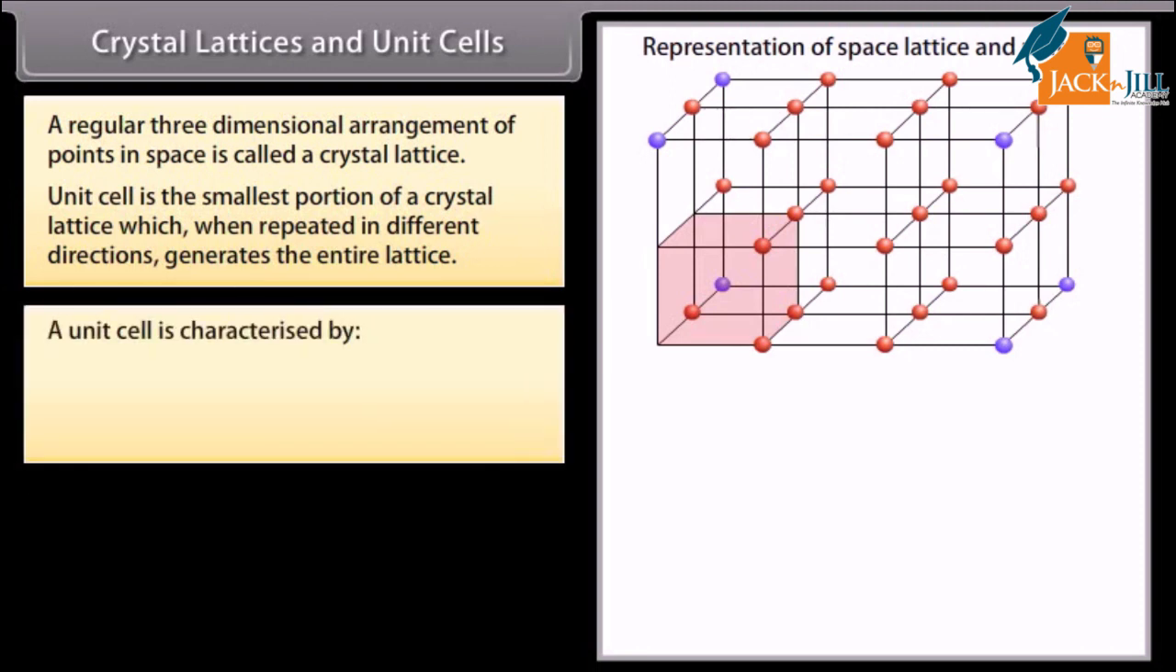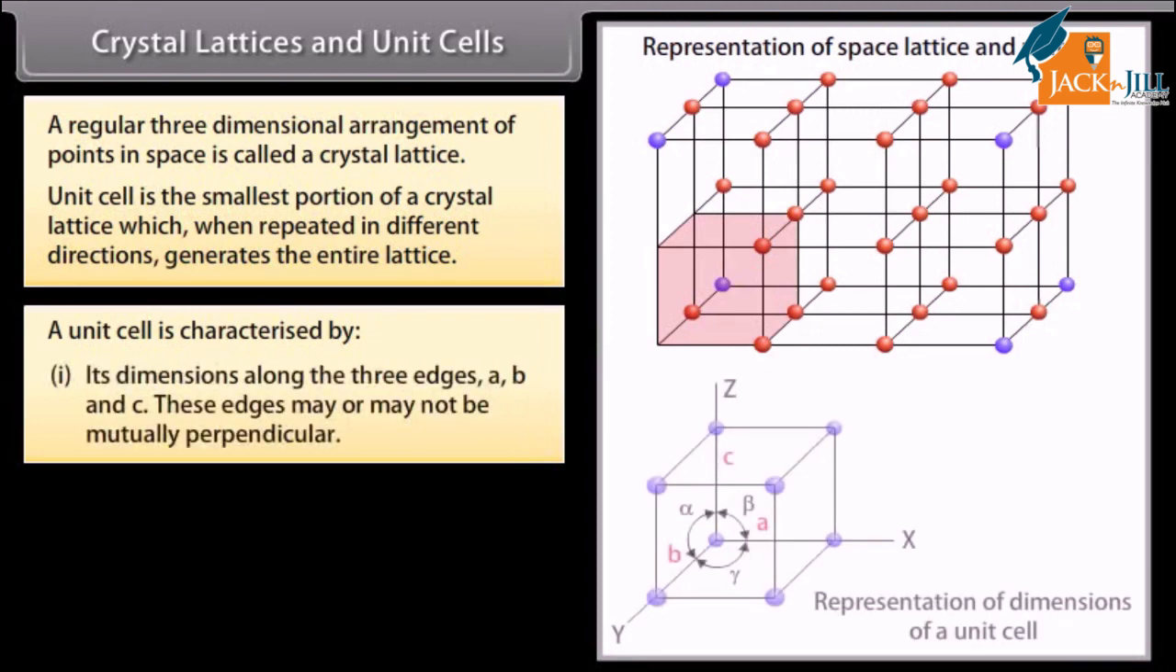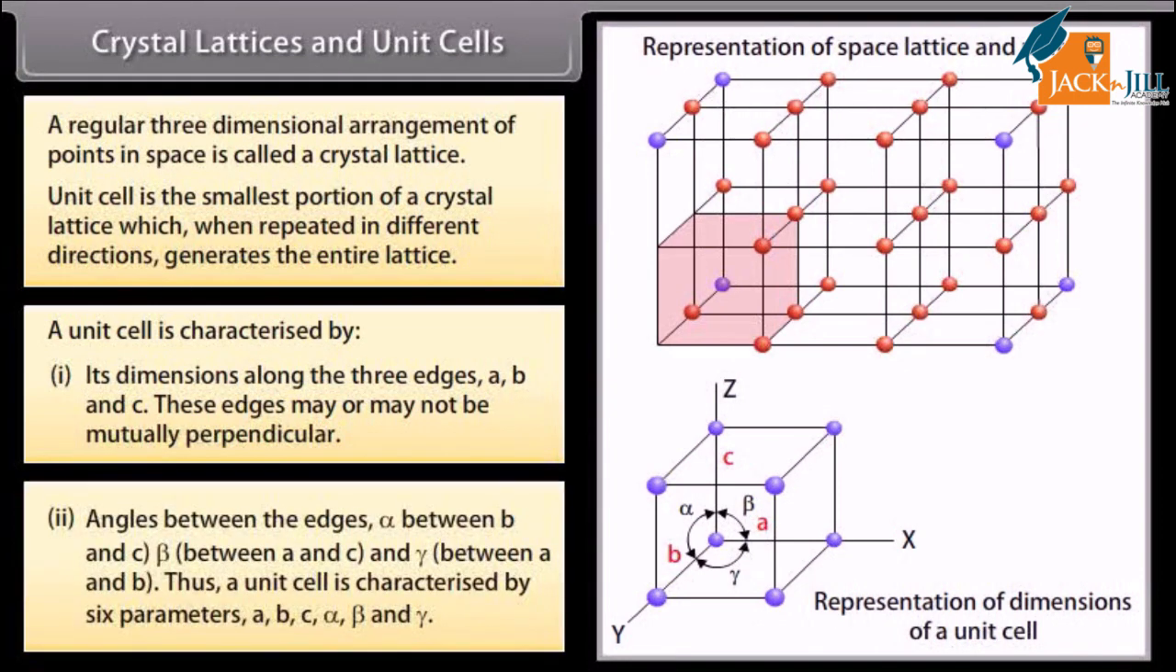A unit cell is characterized by: 1. Its dimensions along the 3 edges a, b, and c. These edges may or may not be mutually perpendicular. 2. Angles between the edges: alpha between b and c, beta between a and c, and gamma between a and b. Thus, a unit cell is characterized by 6 parameters: a, b, c, alpha, beta, and gamma.